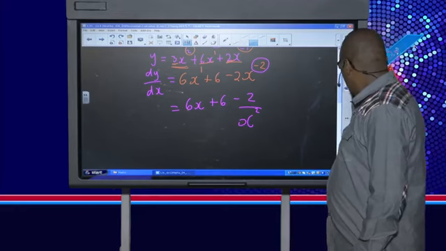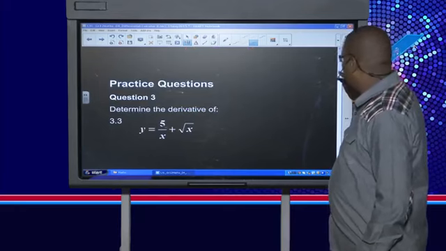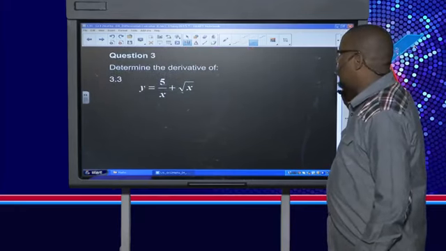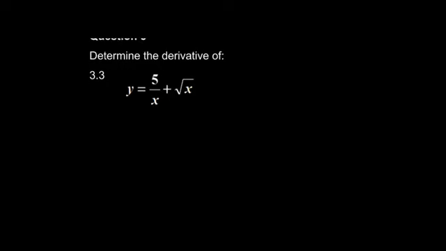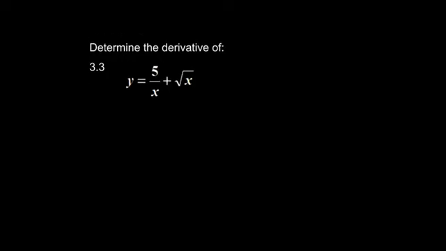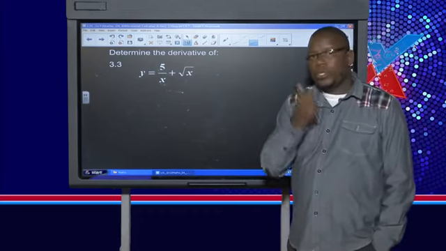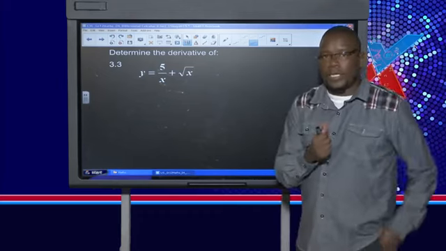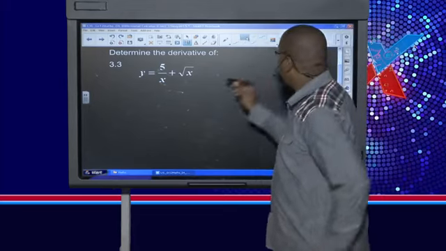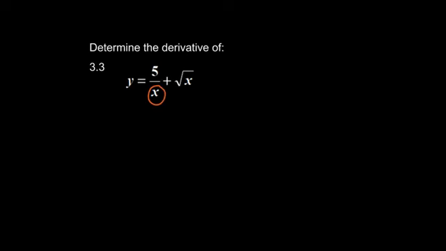Now, we continue with finding the derivatives using rules. So you've got y equals 5 all divided by x plus the square root of x. Now, we said we don't want to have our x as denominator, number 1. So you go and check. There's a denominator of x. We need to fix that. We don't want our x to be under a square root or your radical sign.